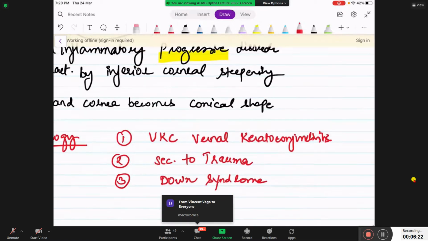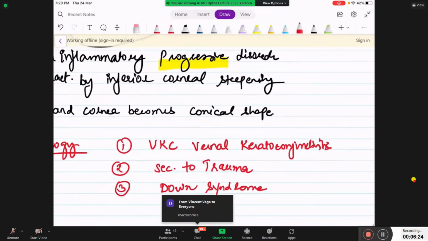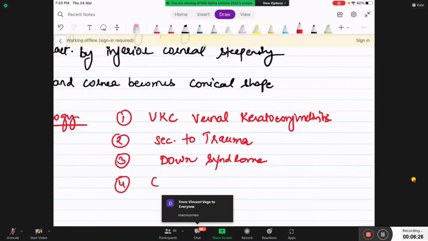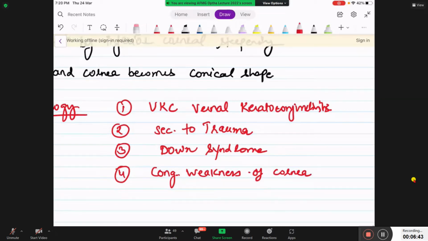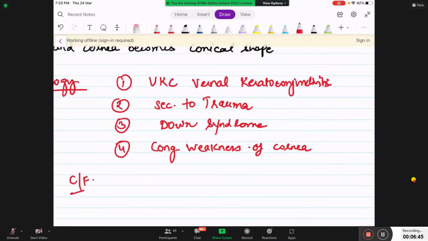Okay. Now, fourth etiology, write down. It is seen due to congenital weakness of cornea. Coming to clinical features, write down symptoms first.